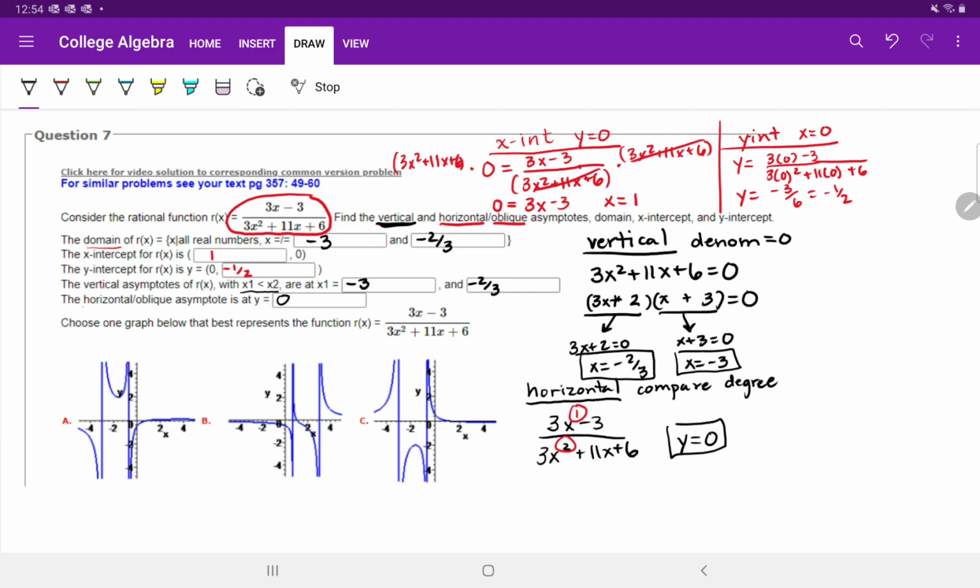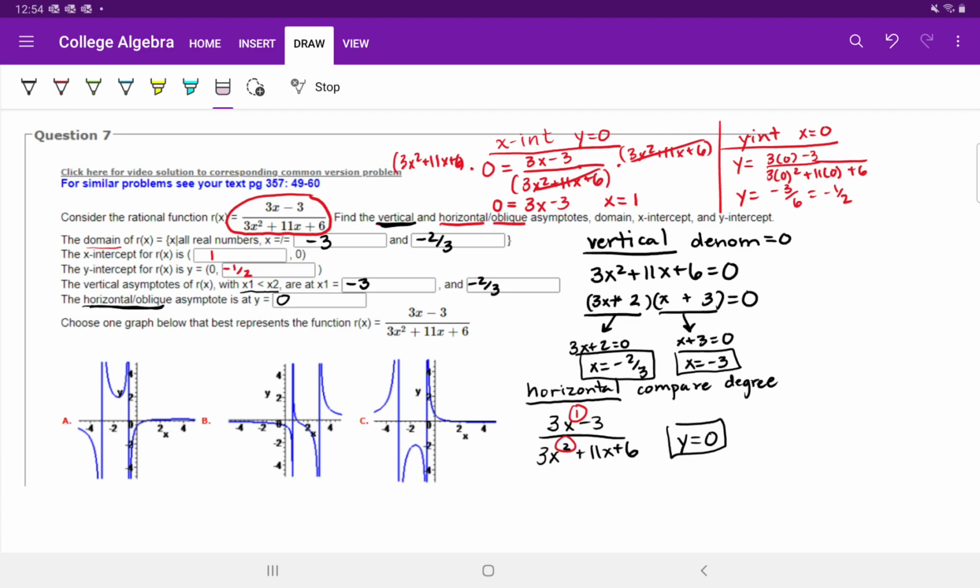Here's the thing. You can only have one of these. You cannot have both a diagonal asymptote and a horizontal asymptote. So in a problem like this, if you find a horizontal asymptote, you don't have to look for an oblique asymptote. You can stop here. So we're done.